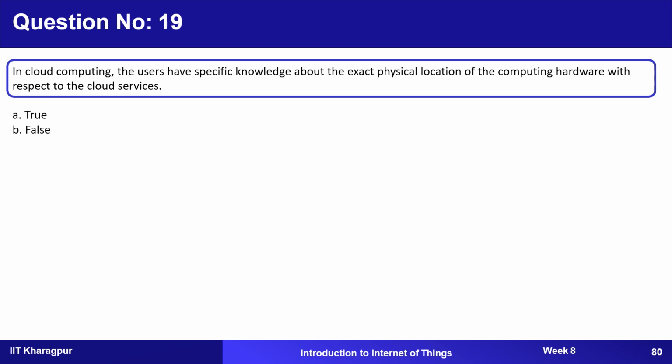Next question is, in cloud computing, the user has specific knowledge about the exact physical location of computing hardware with respect to cloud services. Options are true or false. So do the end users have the knowledge of the location of computing hardware resources in case of cloud computing? This is the question.